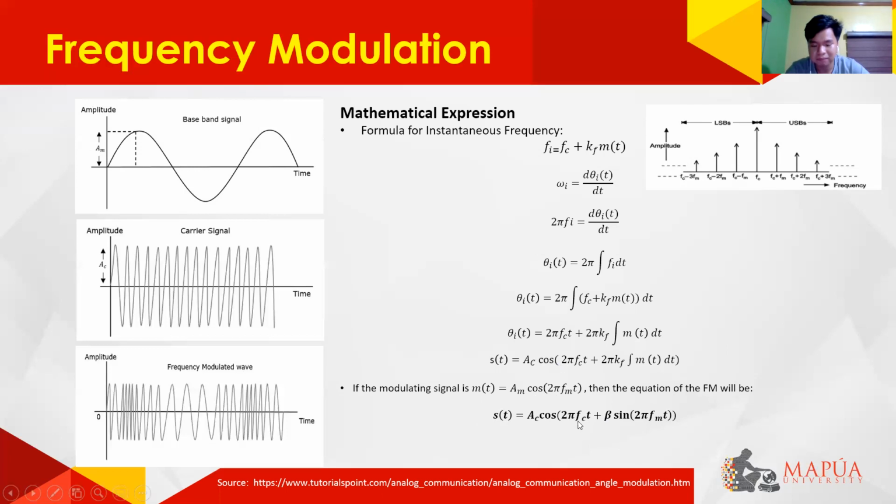This is the carrier signal, where beta, the modulating index, is the change in f over f_m, equals k_f A_m over f_m. As you can see here in the frequency domain, we have multiple modulation. We have the lower sidebands, and we have multiple upper sidebands as well.